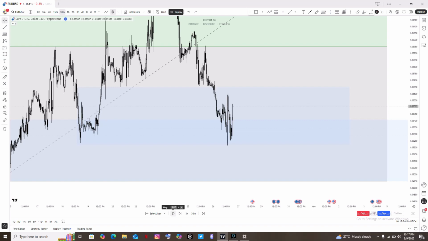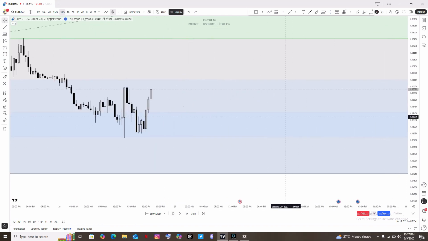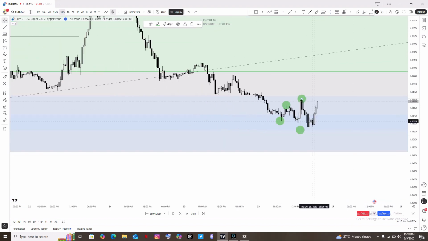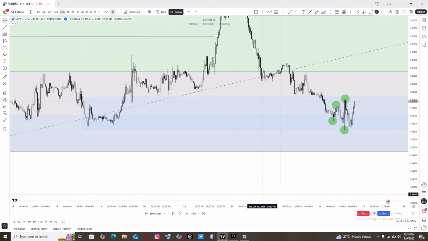Now we have a break already, a change of character here. Look at it. We have this as our high, our low, our high. We have another low, and then the market broke the high. So now we have a change of character. We're expecting buys now, right? We're expecting buys now. So increase this to 7.